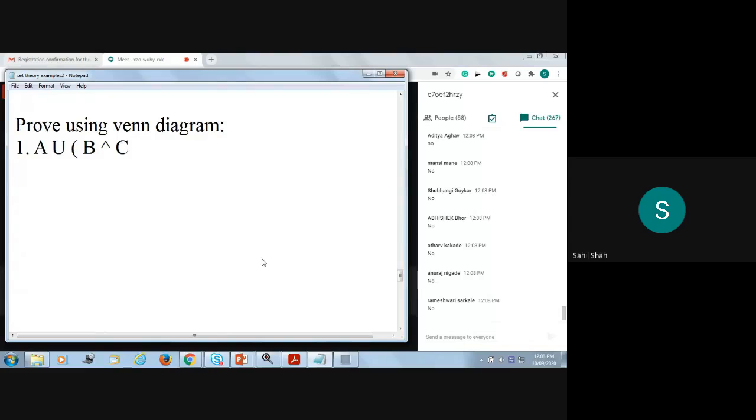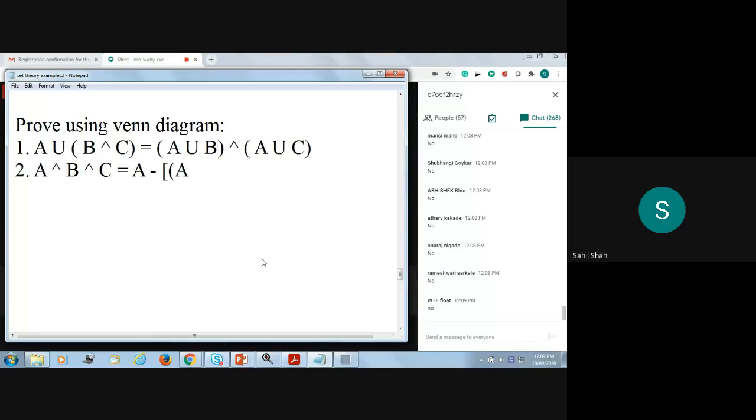you can take these in your notebook or you can take a snapshot of this. You have to solve in your notebook. This is your first question. And the second question: A intersection B intersection C is equal to A minus B union A minus C. So how to prove using Venn diagram?